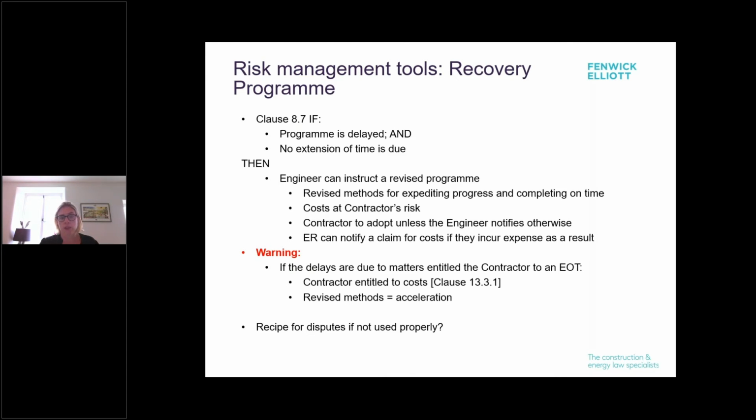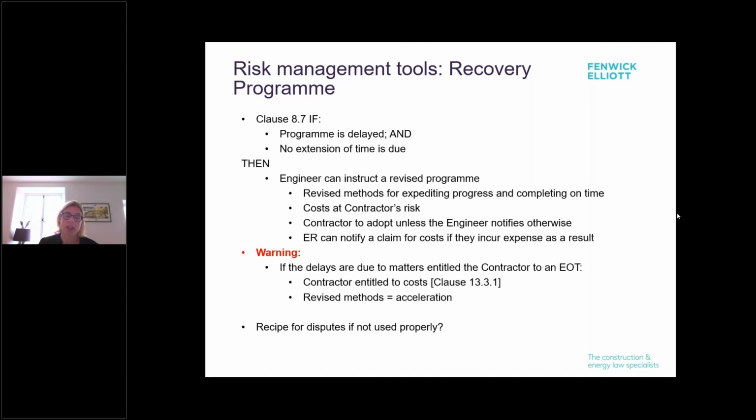And linked with that is the engineer's ability to ask for a recovery programme if the programme is delayed, and this is key, and there is no extension of time due to the contractor. Then they can instruct this revised programme, and in that programme they can ask for revised methods for expediting the progress and completing on time. The costs are at the contractor's risk, and the contractor has to adopt it unless the engineer looks at it and notifies otherwise. And the employer can also claim for costs if they incur expense as a result of this programme. But this tool comes with a warning.